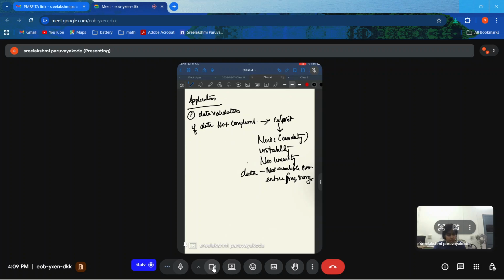Okay, so the first application is data validation. You can identify if there is noise, instability in the system, non-linearity, or otherwise it's because you don't have the data in the entire range. If the system is stable in potentiostatic form, you can apply it in the admittance form, and if it is galvanostatic, impedance can be done in impedance mode. That's usually for batteries and fuel cells.